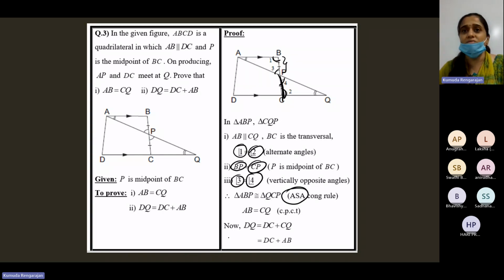One minute, I need to correct that one. So the rule is ASA, correct? Yes or no? So the rule is ASA.